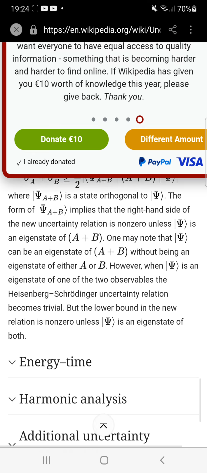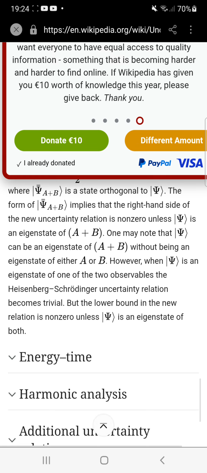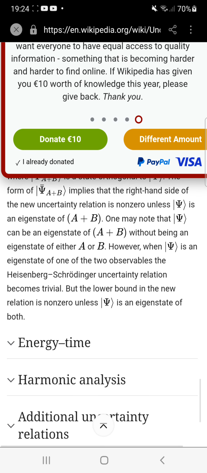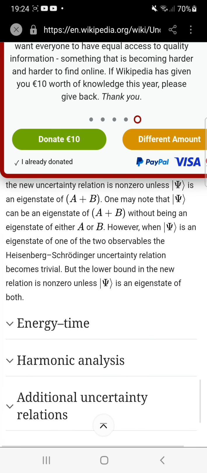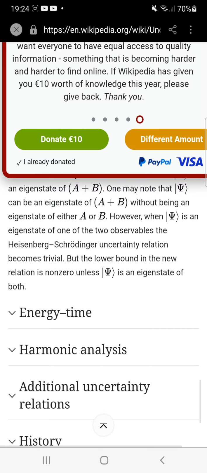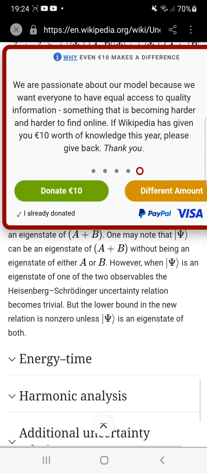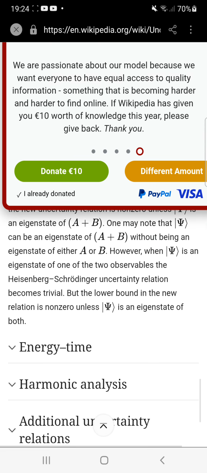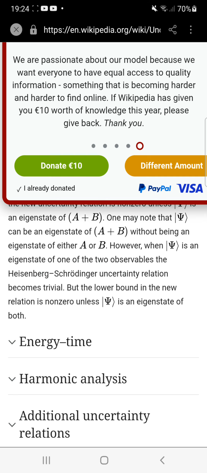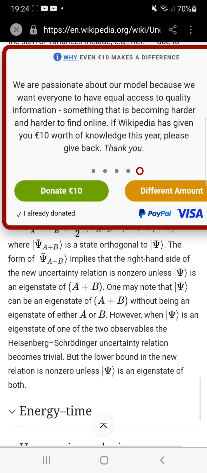The form of this implies that the right hand side of the new uncertainty relation is non-zero unless Ψ is an eigenstate of A plus B. One may note that Ψ can be an eigenstate of A plus B without being an eigenstate of either A or B. However, when Ψ is an eigenstate of one of the two observables, the Heisenberg-Schrödinger uncertainty relation becomes trivial, but the lower bound of the new relation is non-zero unless Ψ is an eigenstate of both.